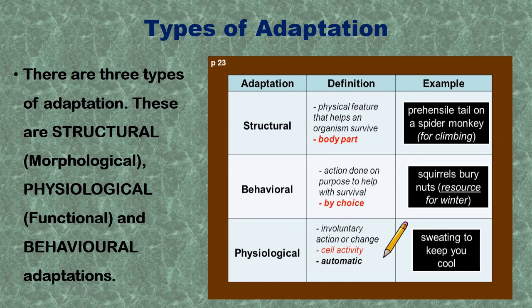Now, we have three types of adaptation. These are the structural, also called morphological, physiological, which is also called functional, and behavioral adaptation, as you can see in this picture here. Structural adaptation describes physical features that help an organism survive. Behavioral adaptation are actions done on purpose to help with survival, while physiological are involuntary actions or change which could be as a result of cell activity or autonomic nervous system.